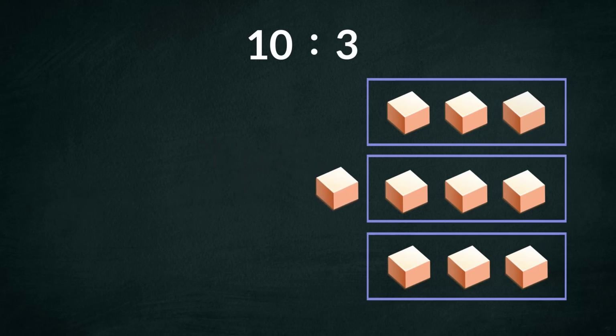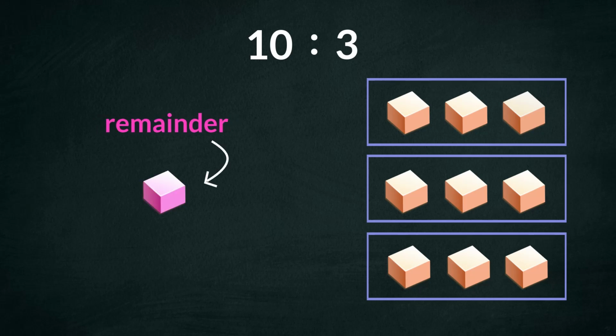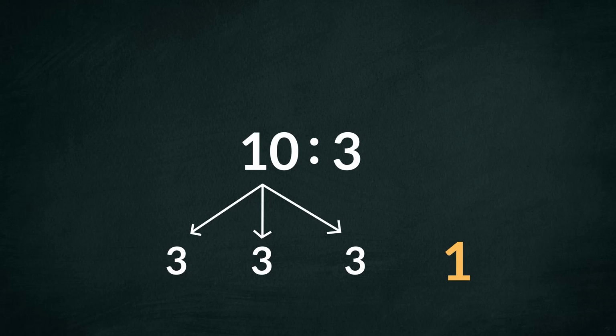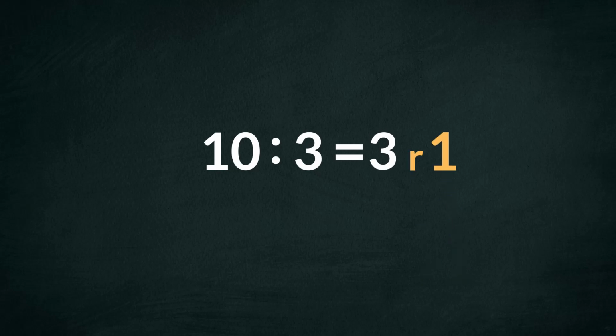There's no more groups to put it in, and we can't put this block in one of the 3 groups because they won't be equal groups anymore. So I guess this guy's getting kicked out. And that's what we call a remainder. Sometimes a number can't be divided neatly into equal groups, and we end up with a remainder. We use the letter R to signify the remainder in a division. Here's how we write this. 10 divided by 3 equals 3, with the remainder of 1.